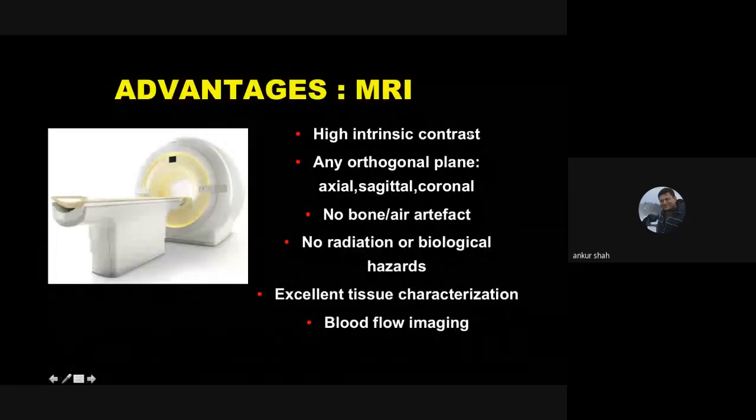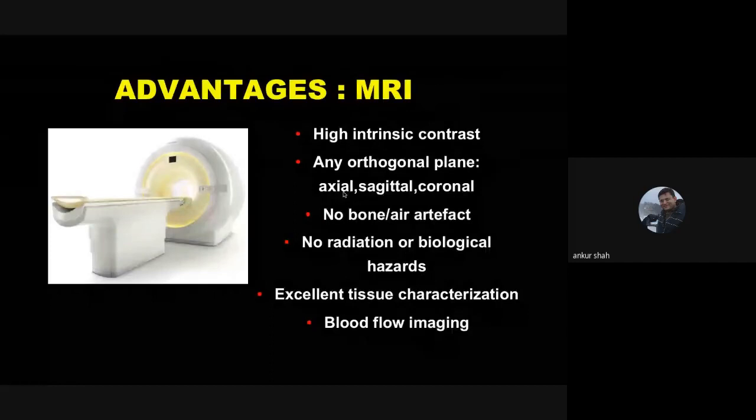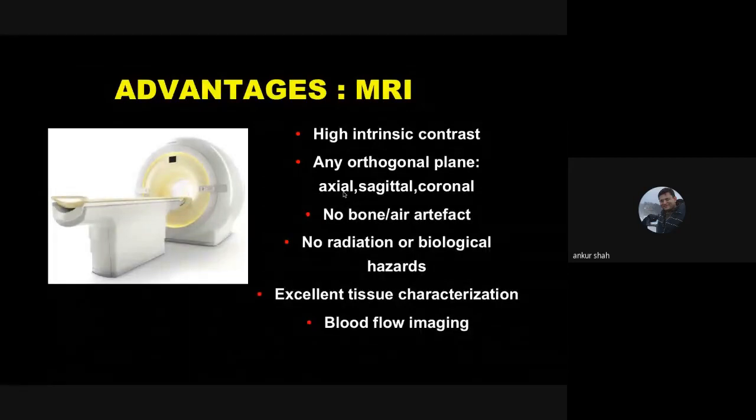It has very high intrinsic contrast, so you need not give intravenous contrast for differentiation of certain structures, which is the case for CT scan. You can scan in any orthogonal plane. The images, whatever you are seeing in CT scan, they are always obtained in the axial plane, and then they are reconstructed in different planes. So the sagittal and coronal, what you see, all those are computer generated images based on the data which is collected from the axial images. While in MR, you can directly obtain the sagittal, coronal or oblique images.